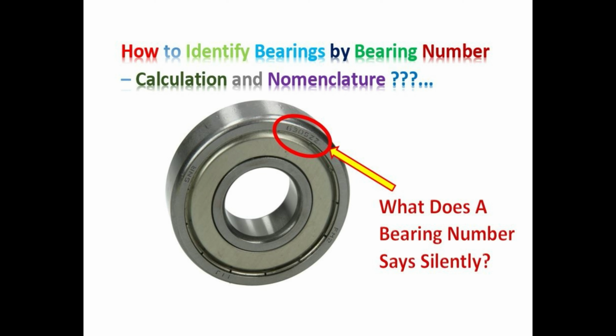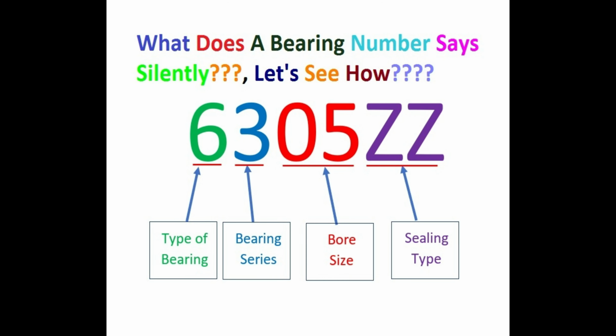Today we are going to see how to identify bearings by bearing number, calculation and nomenclature. If you know the bearing nomenclature procedure and its simple calculations, you can easily identify and decode bearing details by its bearing number. A bearing number contains many hidden pieces of information about the bearing in itself. The bearing number or pattern number provides us enough details about the bearing silently. In this video, we will discuss how to identify bearings by bearing number.